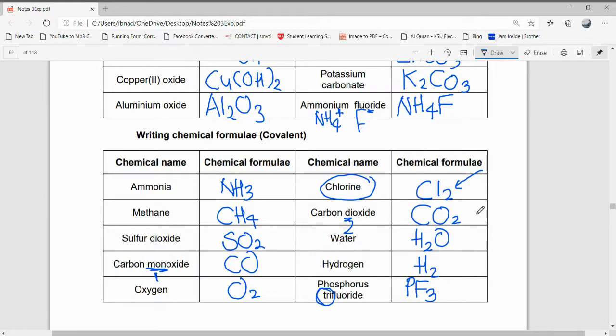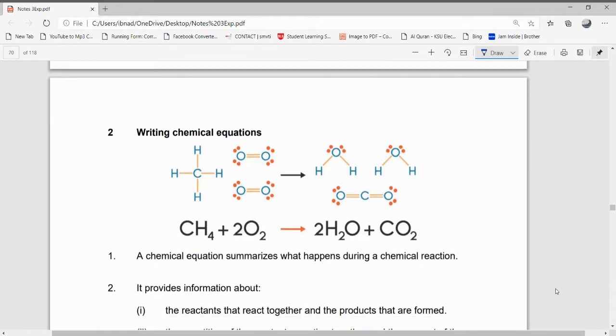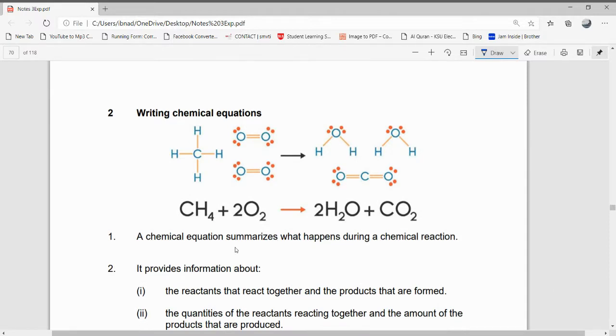This is a chemical formula. Now we are going to the chemical equation. So what are chemical equations? Basically, a chemical equation summarizes what happens during a chemical reaction. For example, in this equation, it means that methane, which is a natural gas, can burn in oxygen to give you water and carbon dioxide. Methane burns in oxygen, giving you water and carbon dioxide gas. Methane is a fuel. It's used in cooking, some cooking gas.